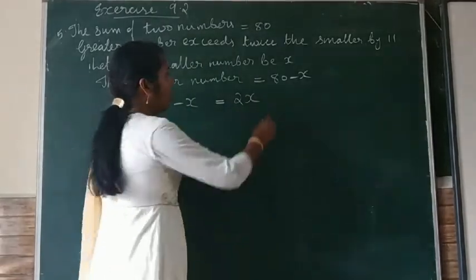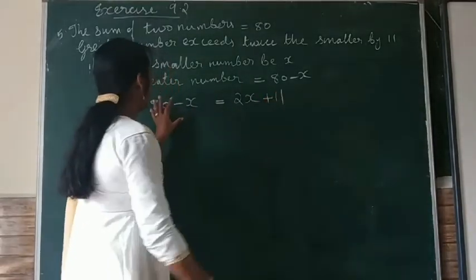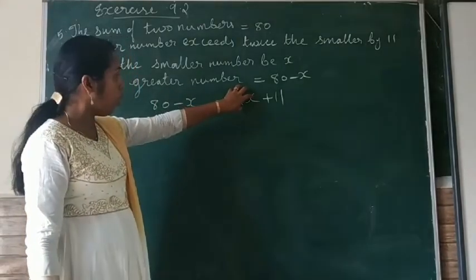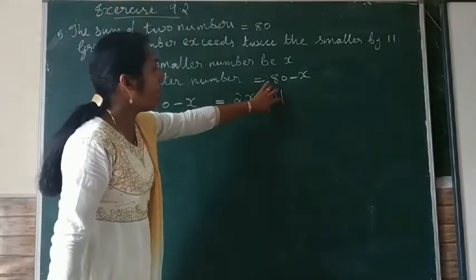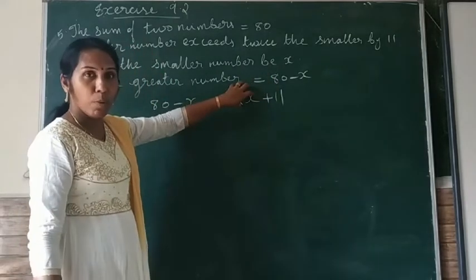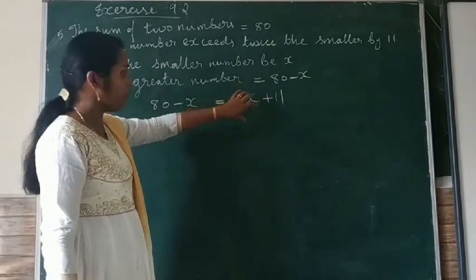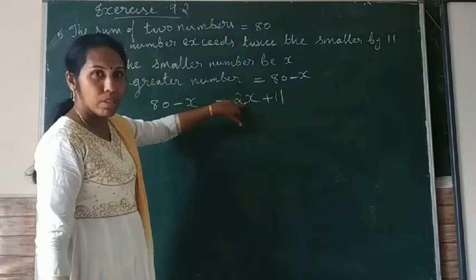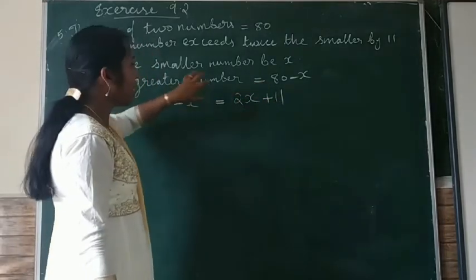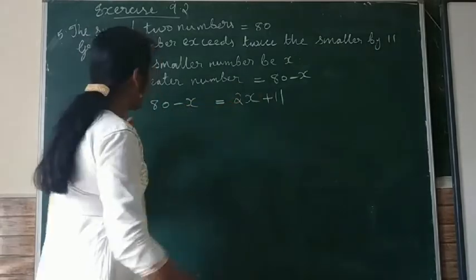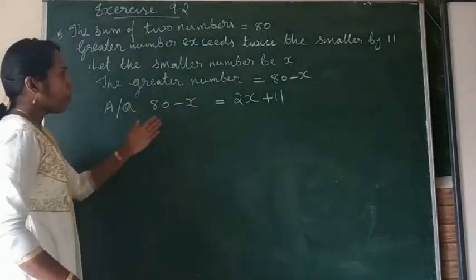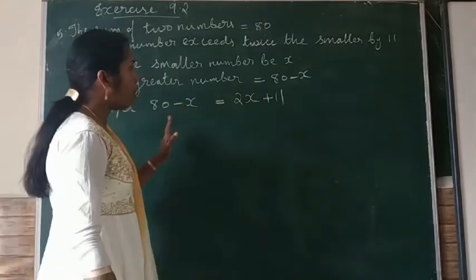2x plus 11. The greater number exceeds twice the smaller number, or the greater number is 11 more than twice the smaller number. This is the meaning of exceeds. The greater number is 11 more than 2 times the smaller number. So 80 minus x is equal to 2x plus 11. This is the equation we get according to the question. By solving this equation we can find the value of x.